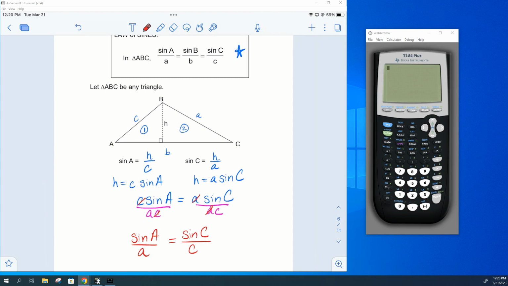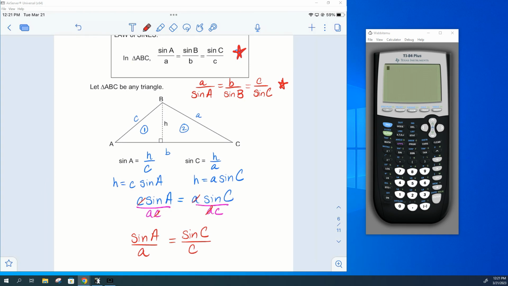And I also want you to know that you can flip it around. Personally, I'm a flipper. If I'm looking for a side, I put the sides on top. I would use this one. If I'm looking for an angle, then I put the angles on top. It just makes the algebra easier. So you can decide on that. But in my notes, that's how I'm going to do it because, again, I think it's easiest.